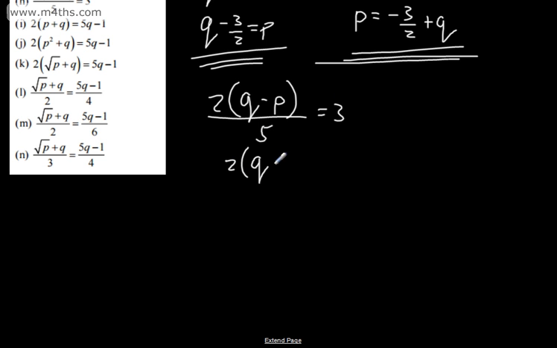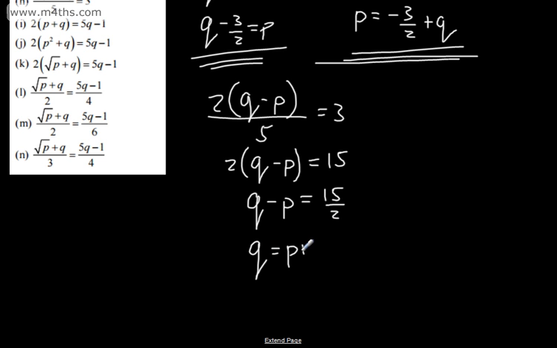So 2 lots of q minus p is equal to 15. So we've got q minus p is equal to 15 over 2, and then in fact we'll do it as q is equal to p plus 15 over 2. So q minus 15 over 2 is equal to p. So many different approaches with that, it's untrue. The reason I divided both sides by 2 is because we just had a number on the right hand side, and I think it just looks a lot neater to do.